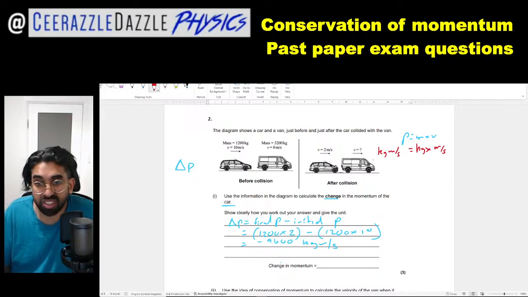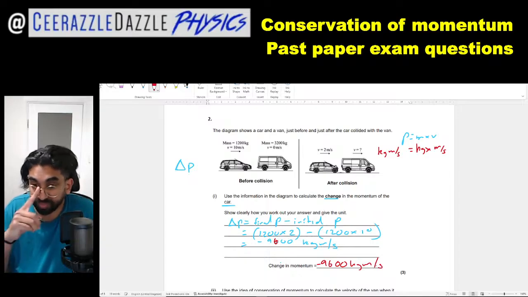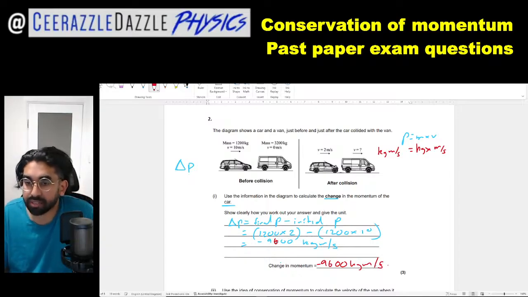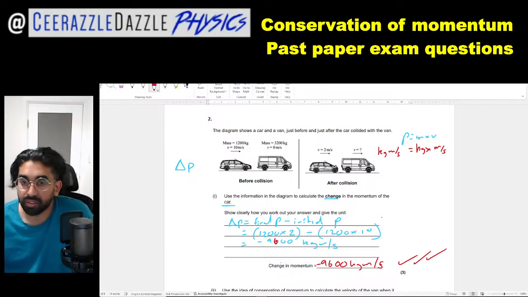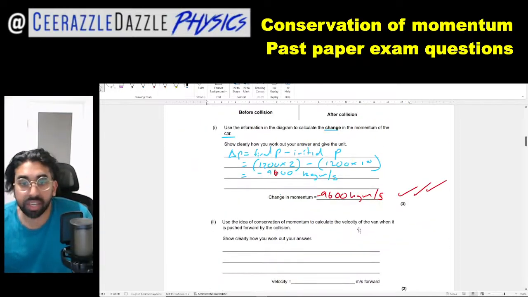There we go. So yes, that's my answer. My change of momentum is going to be minus 9,600 kilogram meters per second. Excellent stuff. Okay, that's 3 marks. 1, 2, 3. Right, scrolling down then. Let's double check that's right. Yes, that's right. Okay, next one.